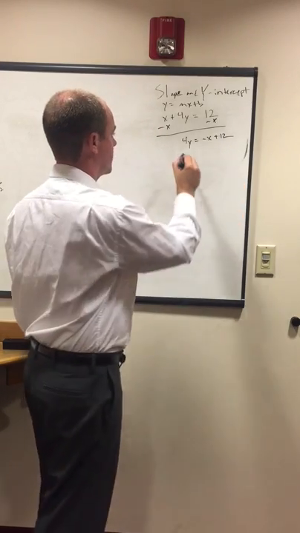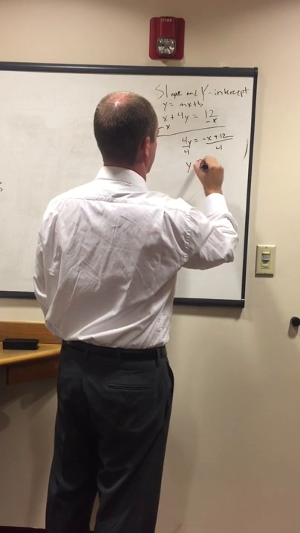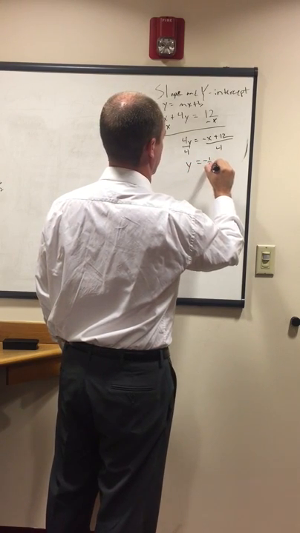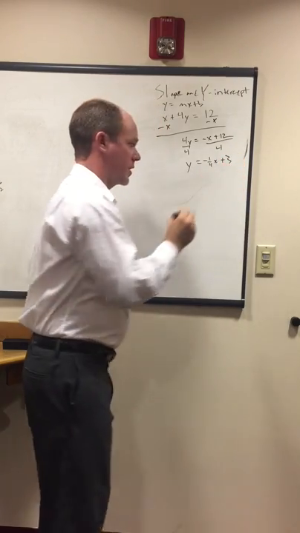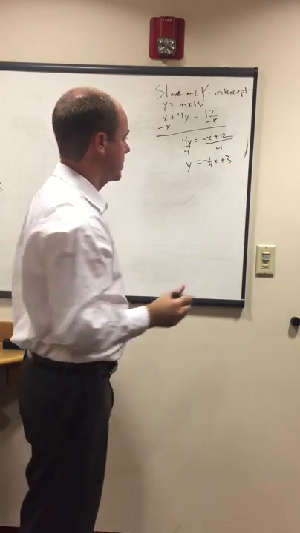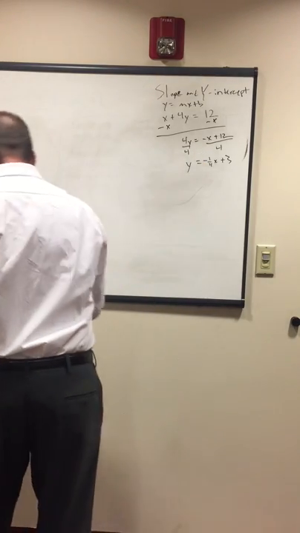Okay, now we just divide by 4. Divide by 4, so y by itself here, negative 1/4 x plus 12 divided by 4 is 3. And that's what we would have, right? Negative 1/4 is our slope, 3 is our y-intercept.